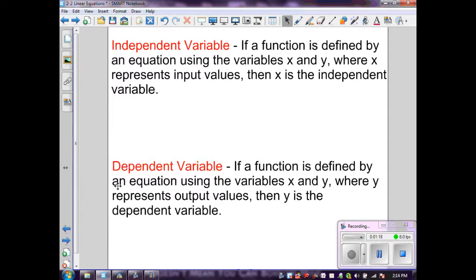If a function is defined by an equation using the variables x and y, where y represents an output value, then y is a dependent variable. I choose x, I substitute that value into the equation, then the y value that comes out is dependent on the choice that I make as my input value for x.